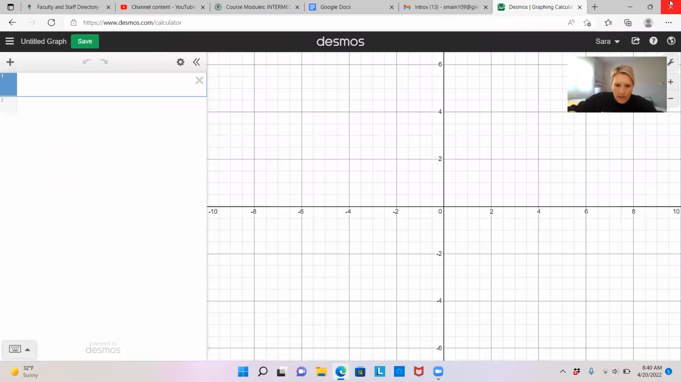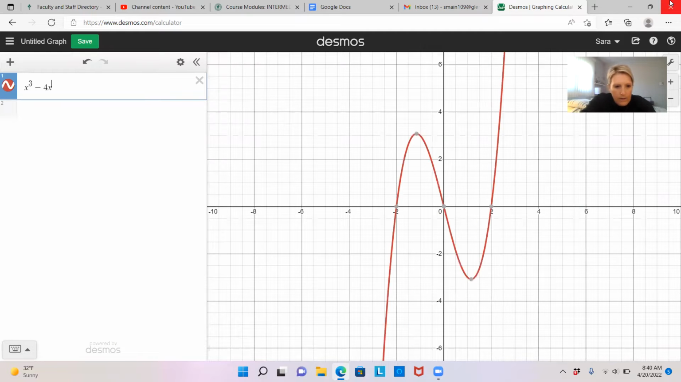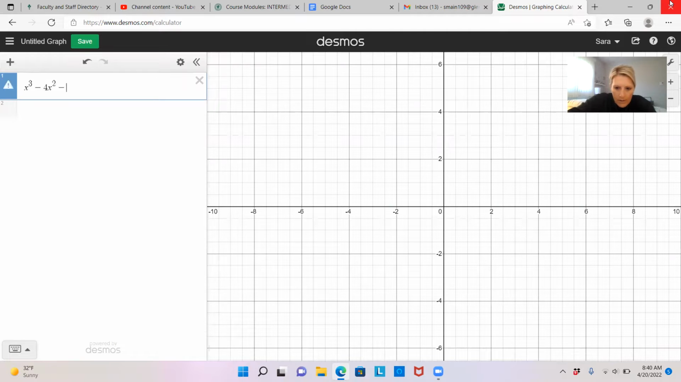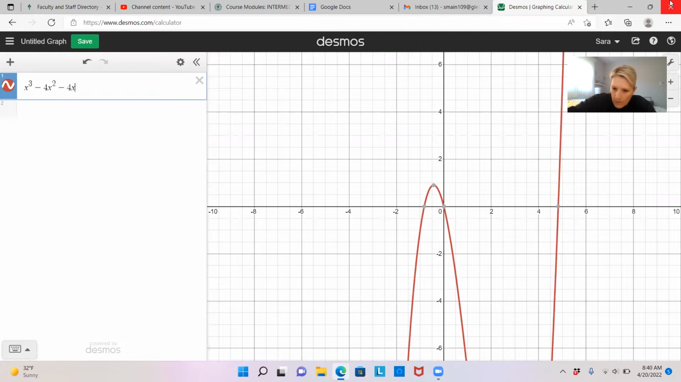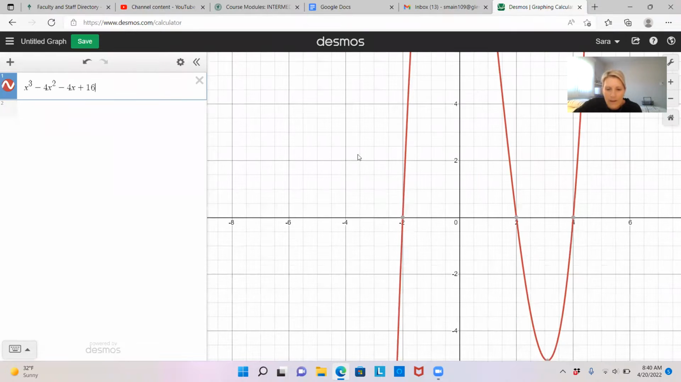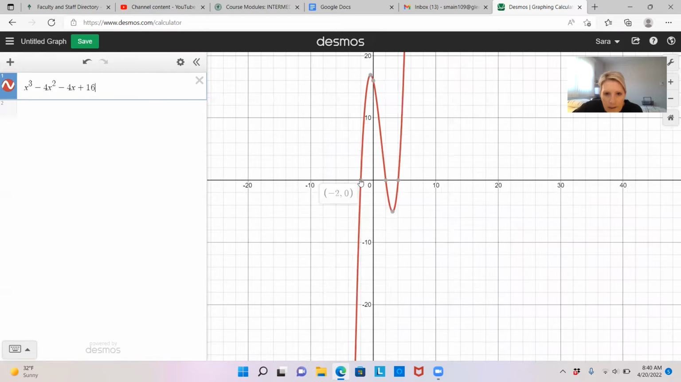So we're going to put in, I'm using x instead of y because remember Desmos doesn't like other letters. It likes x as its input. So x cubed minus 4x squared minus 4x plus 16. Oh, there it is. Look at that graph. How pretty is that? And indeed, when I click and hover over the points, there's negative 2, 0, there's 2, 0, and there's 4, 0. How cool is that?